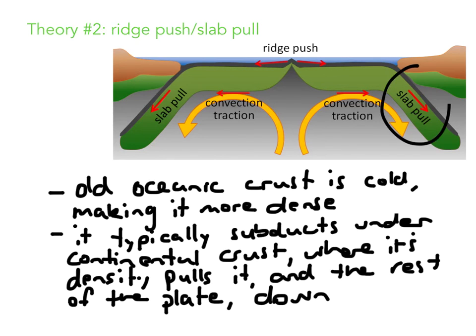On the other side we have the slab pull. The old oceanic crust is colder, making it more dense. Because it's more dense, it subducts under continental crust anyway. It is low in terms of the rest of the earth layers. It's sinking down into the asthenosphere. Because it's low, because it's dense, it pulls the rest of the slab, and that whole thing gets pulled down that direction. And that's why the second part of the theory is called slab pull. Altogether, we call this ridge push and slab pull.